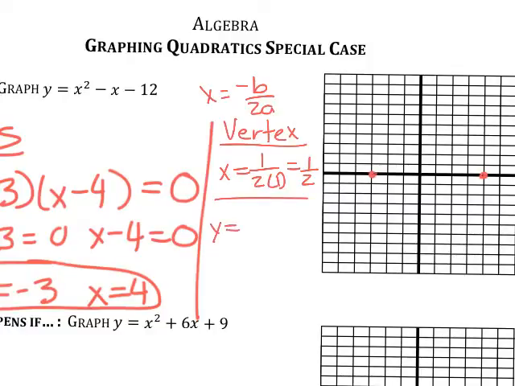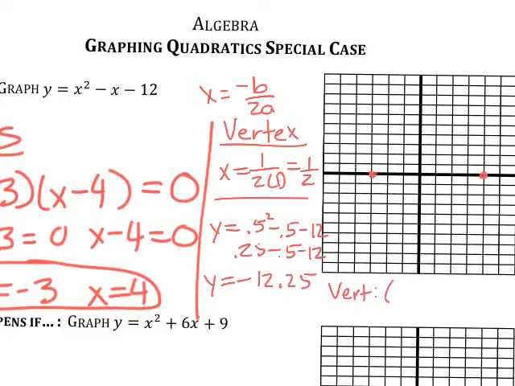So y equals 0.5 squared minus 0.5 minus 12. So 0.5 squared would be 0.25. Then I want minus 0.5 minus 12. So 0.25 minus 0.5 would be negative 0.25. Minus 12 more, y would be negative 12.25. So my vertex here, x comma y, is 0.5 comma negative 12.25.